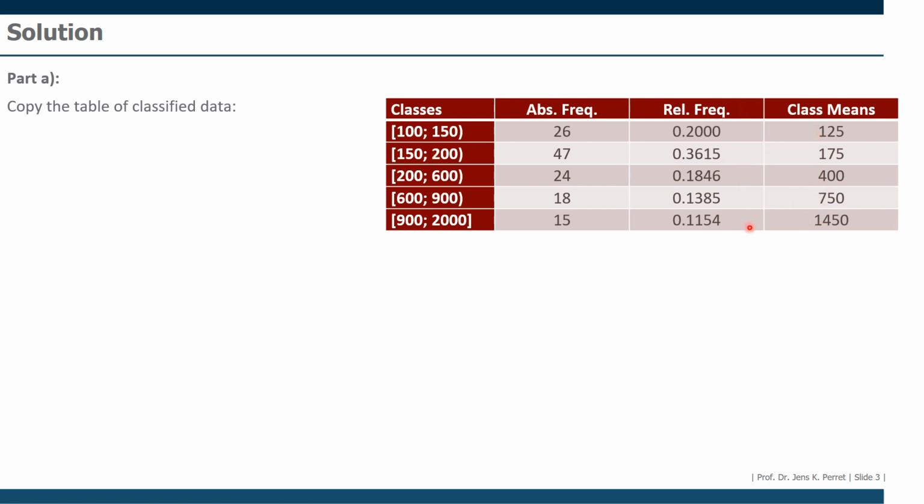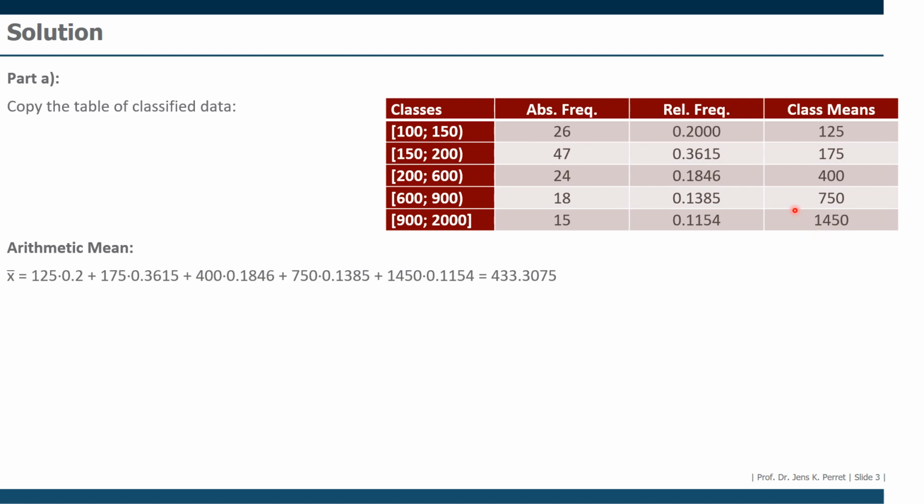Because once I have these two columns, I can easily go on with the first step in calculating the variance, which is getting me the arithmetic mean. Because the arithmetic mean, in this case, is nothing else than here my class mean times the relative frequency. Doing this for each of the different classes and adding up all the results. That's what I did here.